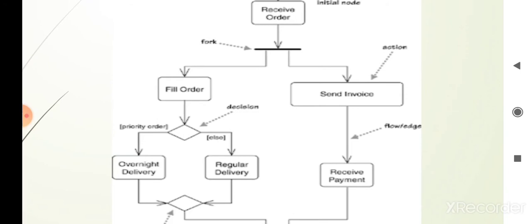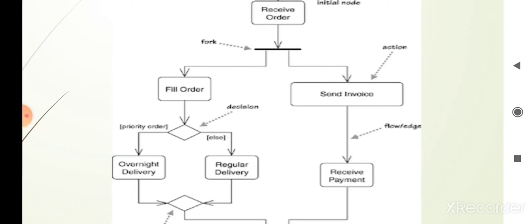So we can use the decision symbol, like a decision or branch symbol, when two paths come out of a decision with condition text, and the options are mutually exclusive. So here we use the decision symbol like yes or no. So here is the priority order. Then in sending invoice, here is receive payment. This arrow is a flow or edge.